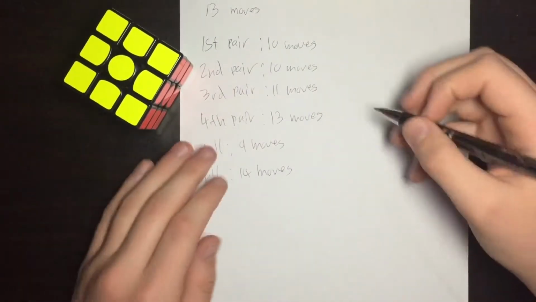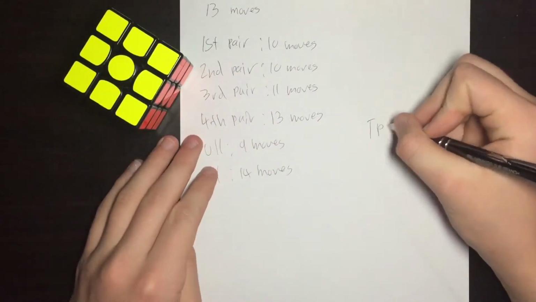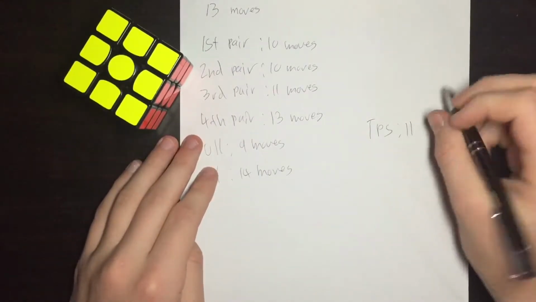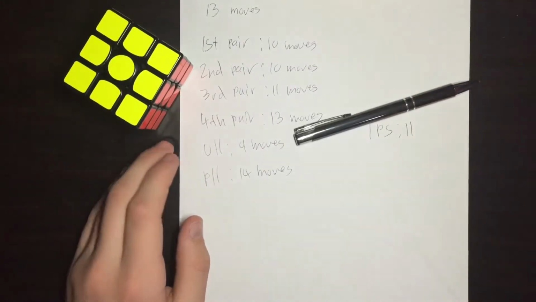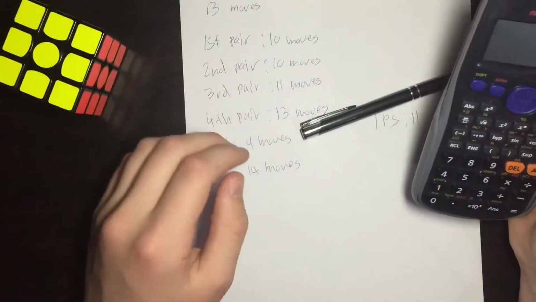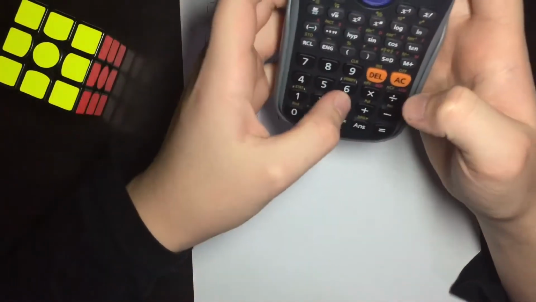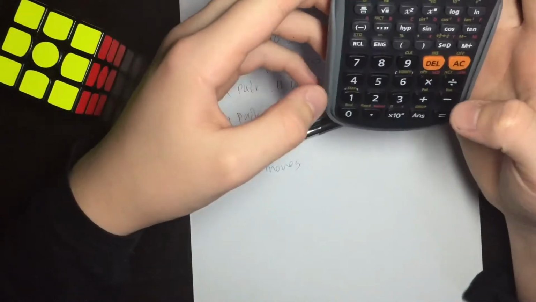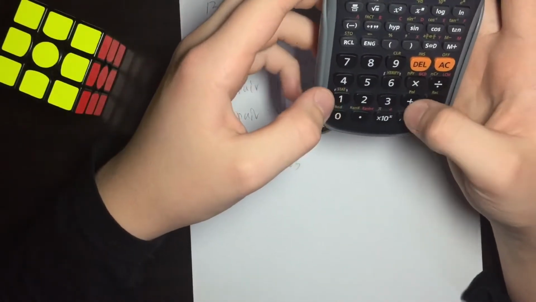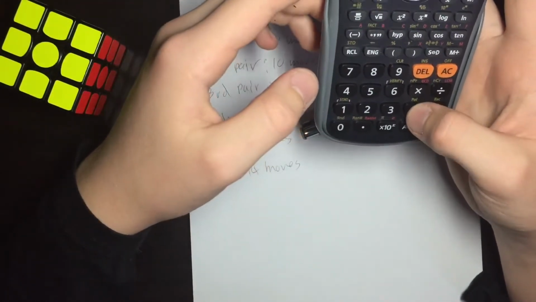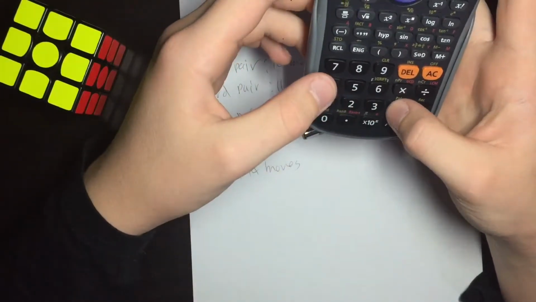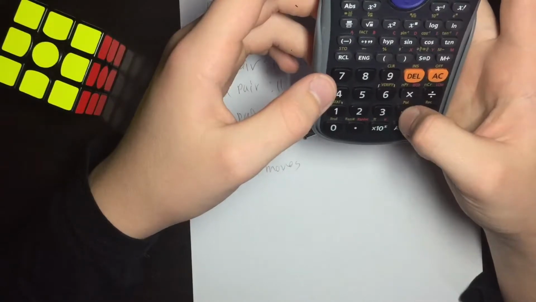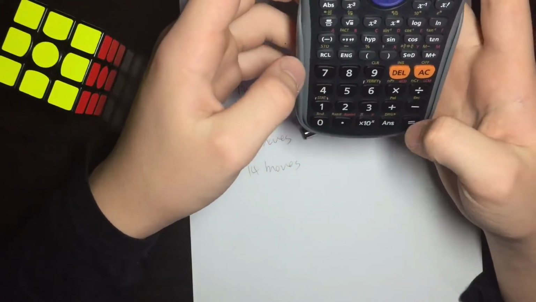Now let's say that your TPS was 11, like some of the pros. We now can get out a calculator and work this out. Now if we get this calculator in here, we have to add up all the moves. So 13 moves for the cross, plus 10 moves for the first pair, 10 moves for the second pair, 11 moves for the third pair, 13 moves for the fourth pair, 9 moves for OLL, and 14 moves for PLL.